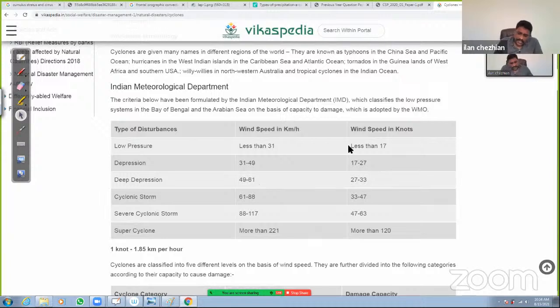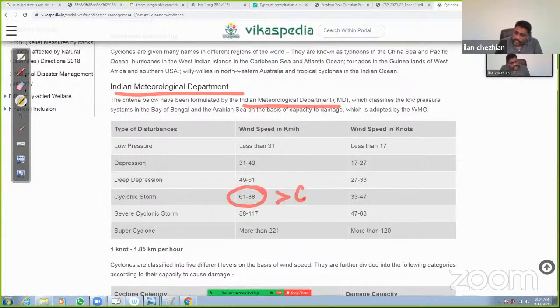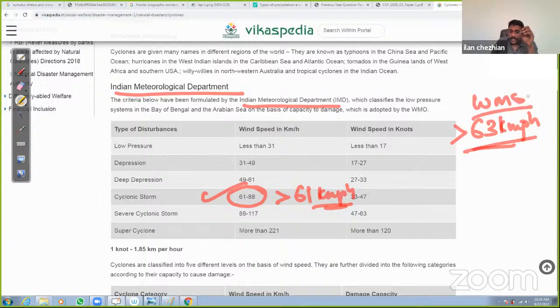When we talk about the Indian classification, the Indian Meteorological Department's classification is different. So what exactly is the difference? A wind which exceeds 61 kilometers per hour, you call a cyclone. So there is a slight difference. WMO's classification and the Indian classification have a very slight difference, so don't mind it. Even if you say more than 63 kilometers per hour, I am fine with it. This is the WMO, World Meteorological Organization's classification.